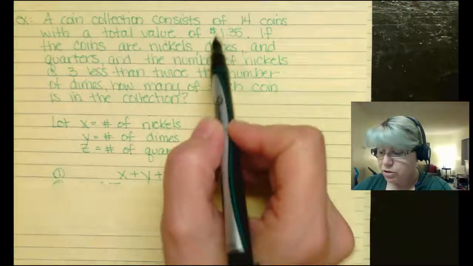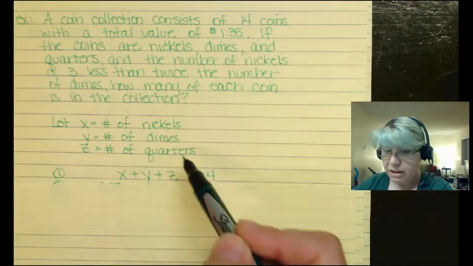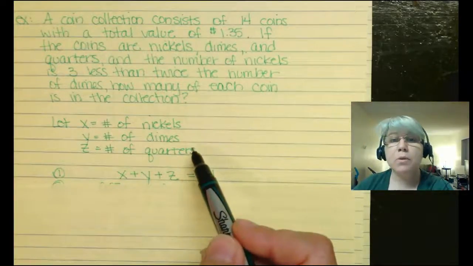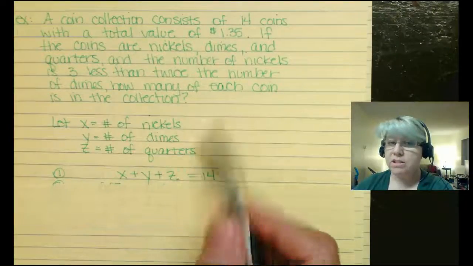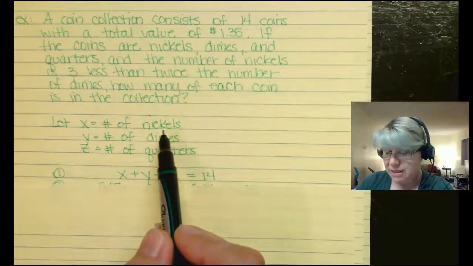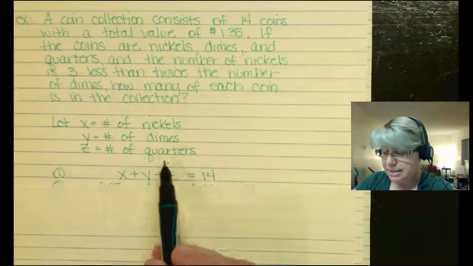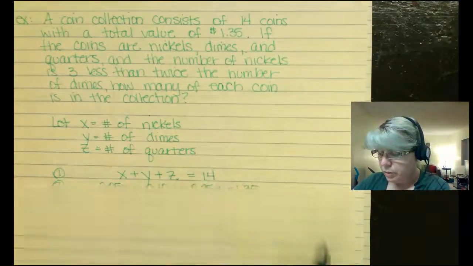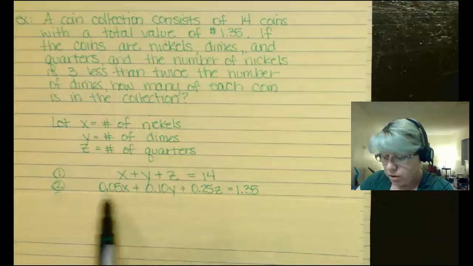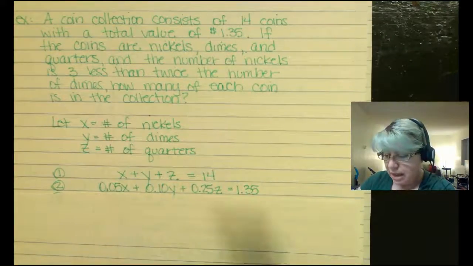The next has to deal with the total value of the coins, right? So we need to know the value of a nickel, the value of a dime, the value of a quarter. Once we know those, we can multiply each by the number of that coin, add those together, and that will get us the total value of all 14 coins. So, the value of a nickel is 0.05, it's 5 cents. Dimes is 0.10 for 10 cents, and quarters is 0.25 for 25 cents. Okay, and that's all going to equal $1.35. So, the value of the coin times the number of that coin I have is the total value of those coins, added together, and there you have it.